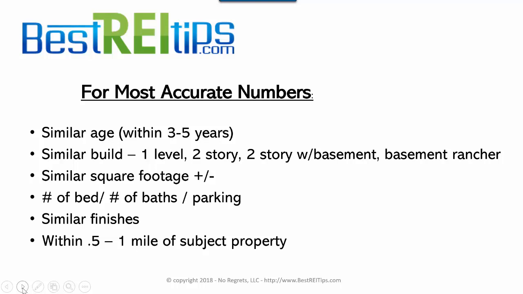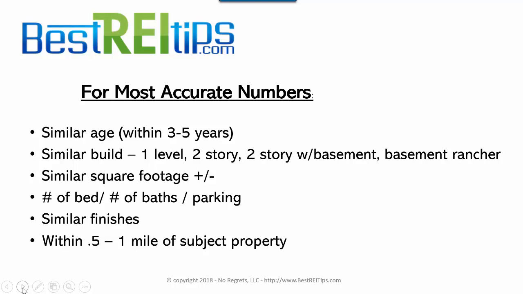And then you want to look at similar finishes. So if you go into a neighborhood that has vinyl floors and cultured marble tops on their bathroom counters and Formica countertops in the kitchen, and then the neighborhood next door has all really nice tile throughout, wood looking tile and granite countertops and brand new kitchen cabinets and all those things, then those would not be comparables necessarily. Okay, so you want to look at houses that have similar finishes, and then within a half a mile to a mile of the subject property. In an ideal world, the closer the better.